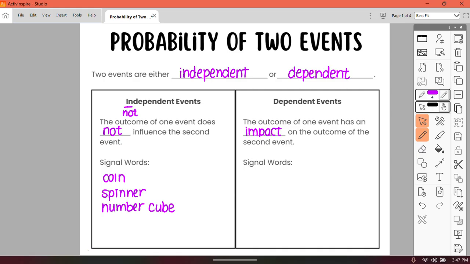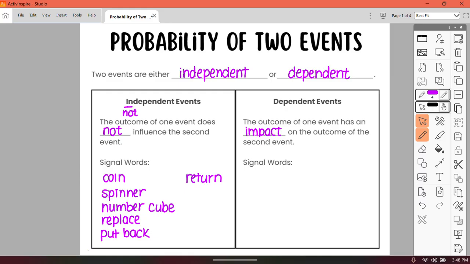But there are also some other words. If you see the word replace, so if you draw an item and then you replace it, or you put it back, or you return it, those all mean you're dealing with independent events. Whatever you drew out the first time is still going to be there.